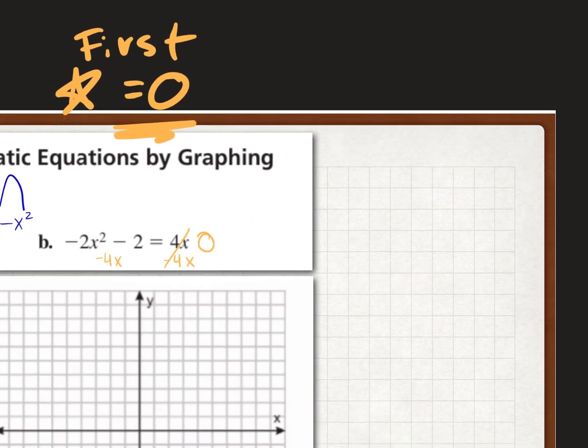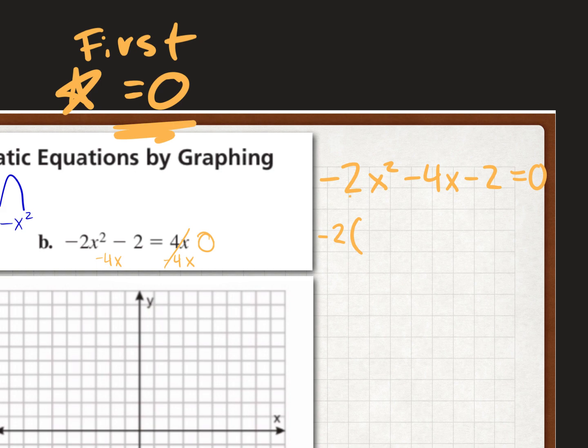On the left, I'm going to put it in standard form. So I have -2x squared minus 4x minus 2 is equal to 0. To factor, we always want to start and see if we have a GCF. So here I could take out a -2.